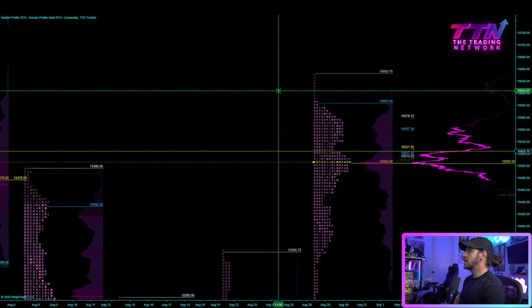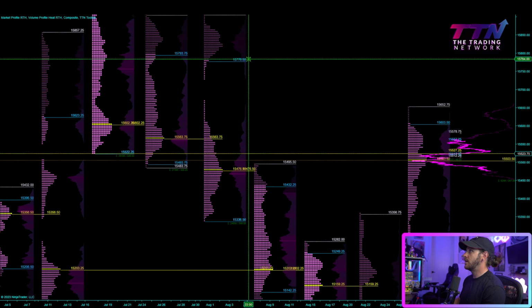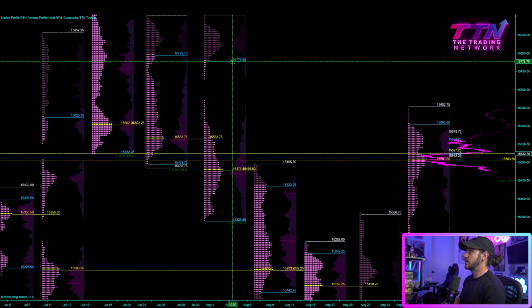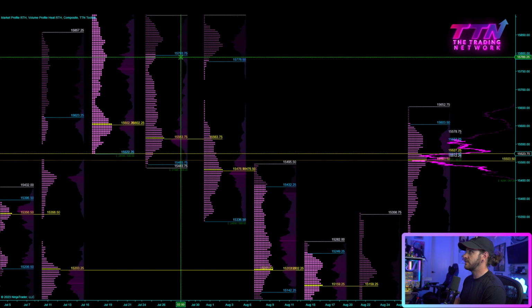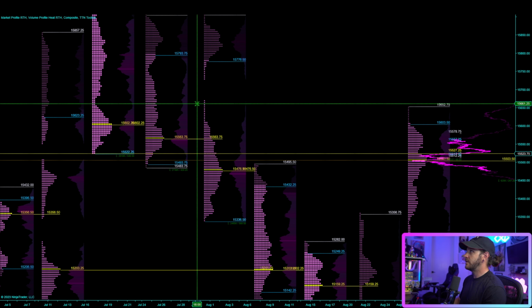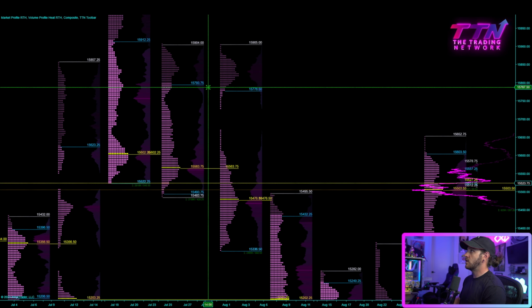So, if we can come up and repair this selling tail, I think we're very likely to continue to move up into these prior areas. We have a value area high from the week of July 31st up at 15,776. And just above that, we have a value area high from the prior week at 15,793. So good confluence up there. If we can move, we get some more substantial moves.